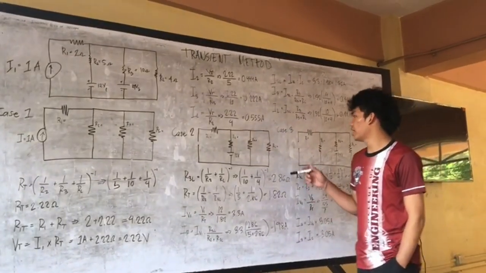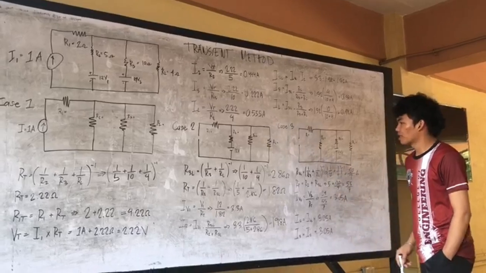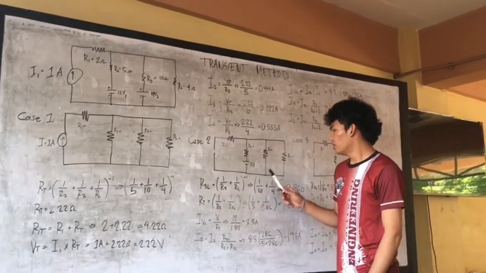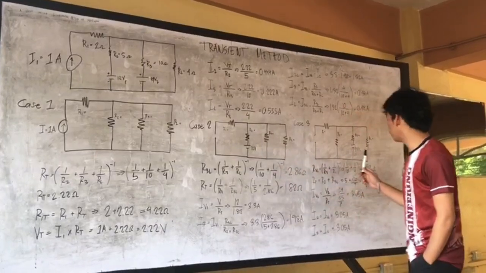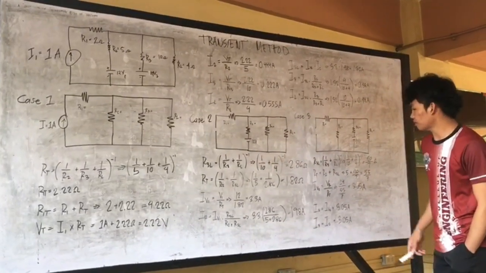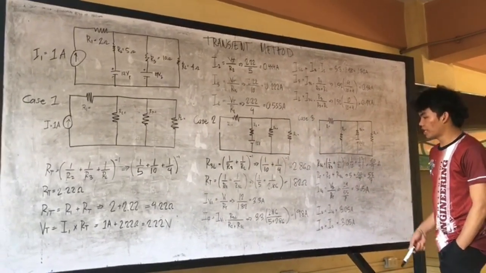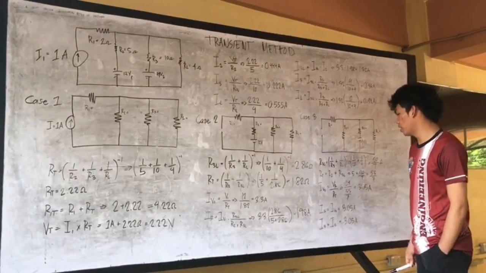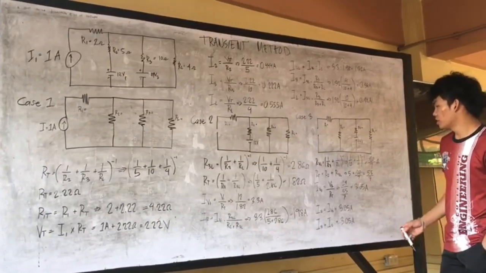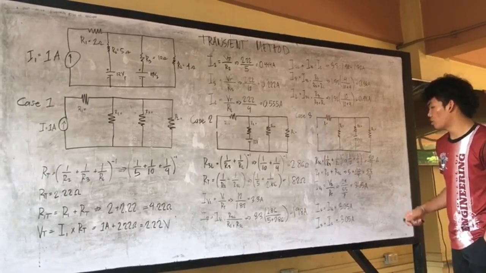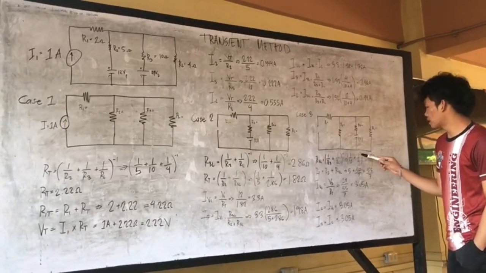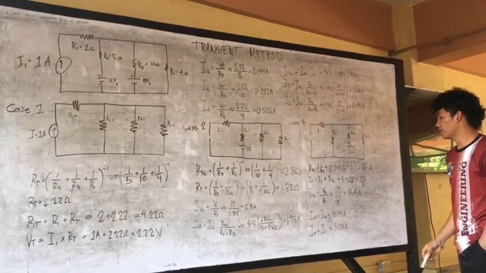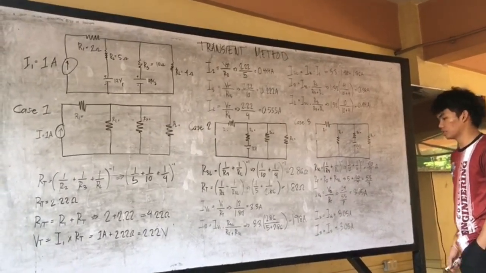Next, case 3, the last case. We need to close the 12 volts and open 24 volts. To get the R3L, the formula is 1 over R3 plus 1 over RL, exponent negative 1. Then substitute the numbers, 1 over 10 plus 1 over 4, exponent negative 1. The answer is 20 over 7 ohms.